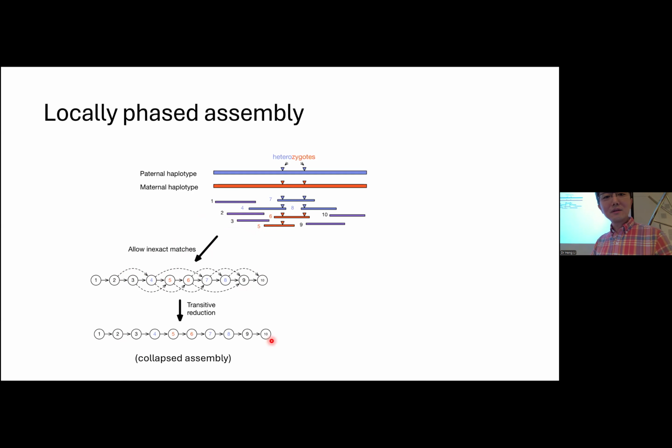The problem is the input is 2 genomes, but we end up with 1 genome. And we can see this red and this blue allele are mixed together in this. This is what an old assembler will give: a collapsed, single genome out.